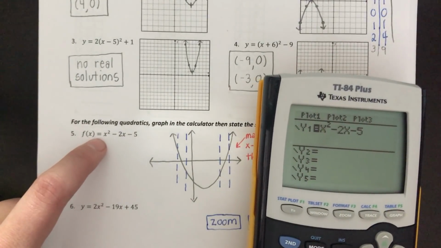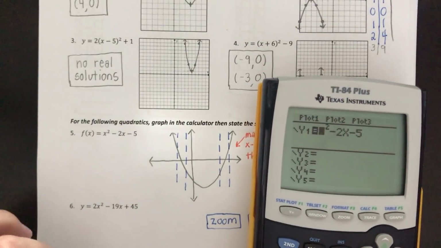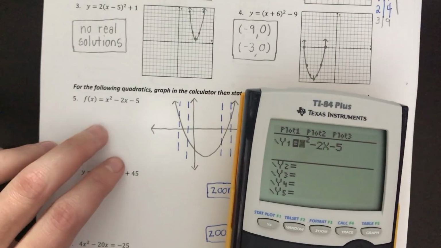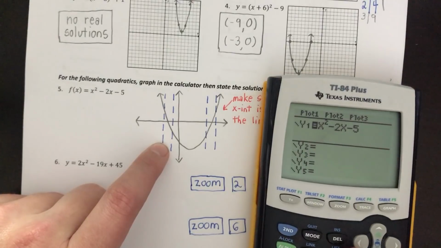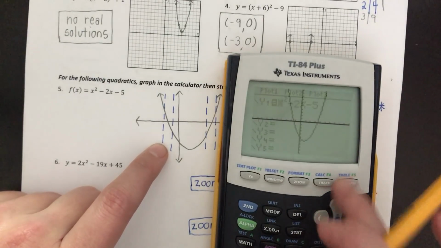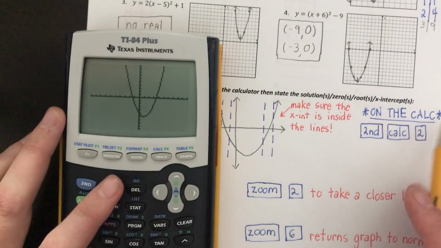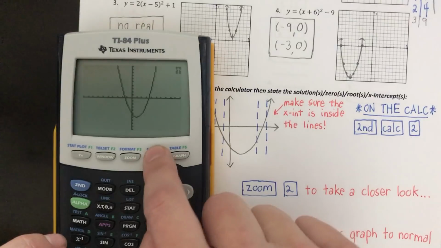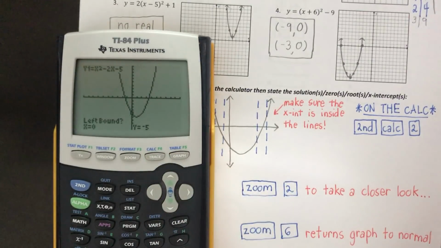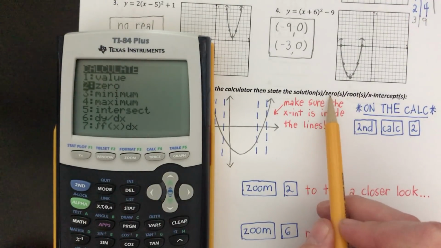They were very easy to graph by hand. They were already in vertex form. This, on the other hand, would not be quite as easy to graph by hand because you'd have to get it in vertex form first, or just start plugging and chugging with coordinates and finding x values and y values, but that would not be fun. So we plug the standard form quadratic equation into the y equals of the calculator. We take a peek at the graph. I've drawn a little sketch here, and what you're going to do on the calc is press second calc 2. So second calc 2, that was zero, so I'll show you again. Second calc 2, we're finding the zero.